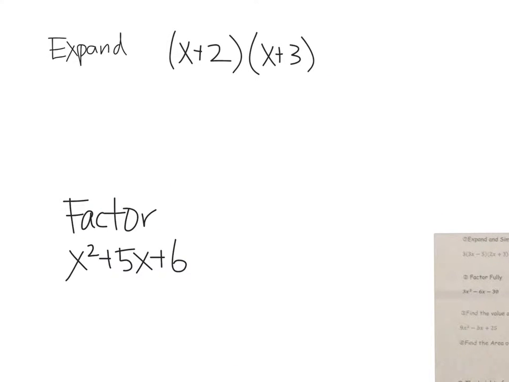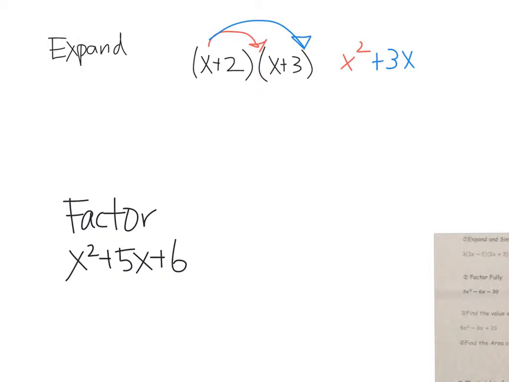Okay, so when we expand, like it says up here, we're going to multiply the x times the x, and then the x times the 3, and then the 2 times the x, and then the 2 times the 3. So now you can see that I've expanded by doing the red arrow, and then the blue arrow, and then the green arrow, and then the yellow arrow, and I get this over here. I notice that the 3x and the 2x are the same, so I can simplify this. So I combine the like terms of 3x and 2x to get 5x in the middle. This way is called expanding or multiplying the two binomials.